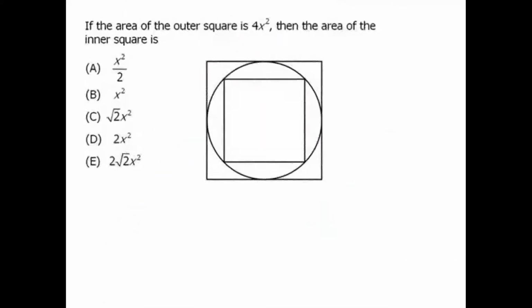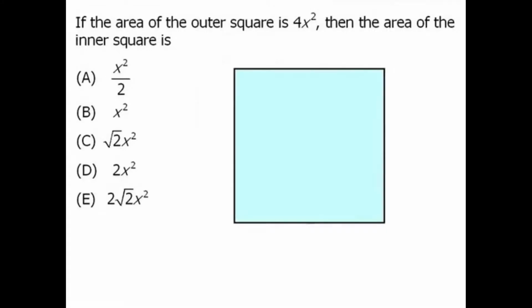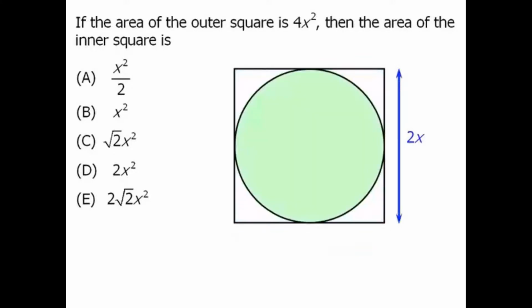To begin, we are told that the outer square has area 4x squared. This means that the sides of our square must have length 2x. Now if this side has length 2x, then the circle inside our square must have diameter 2x. If the diameter is 2x, then the radius must be x. Let's draw two more radii here.